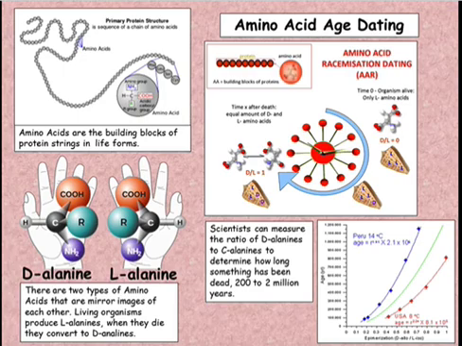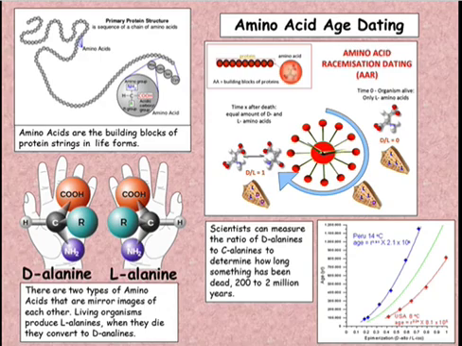When the organism dies, the life energy is no longer available. The amino acids begin to shift to a mirror image of the L configuration, with the hydrogen, or H, on the left side. This is called the D-alanine configuration. This shifting process is called racemization.